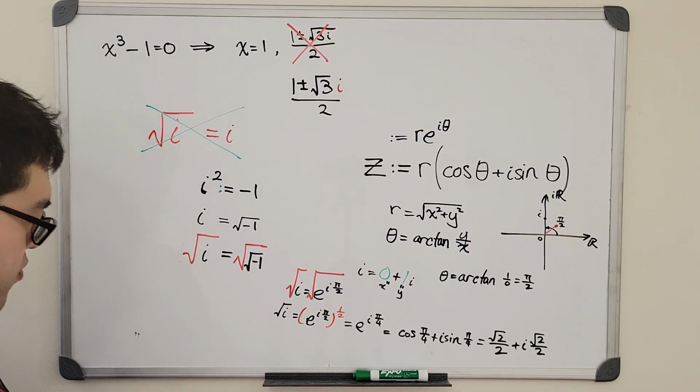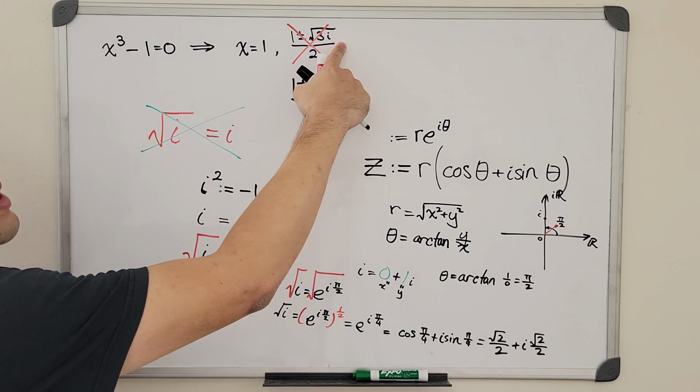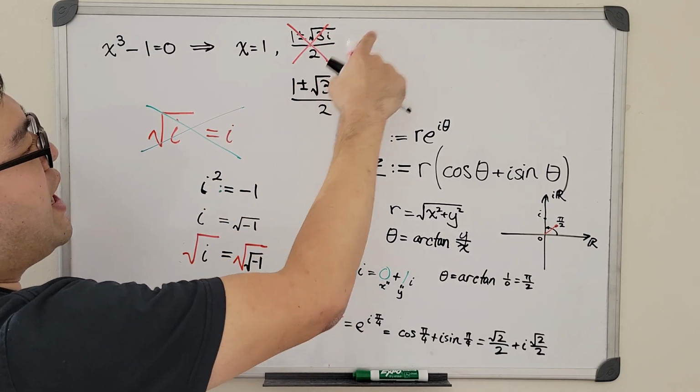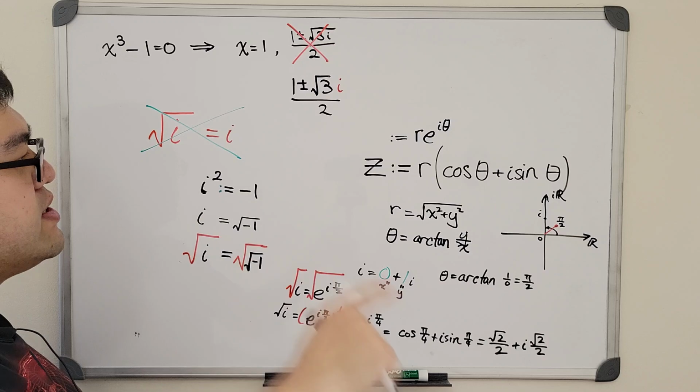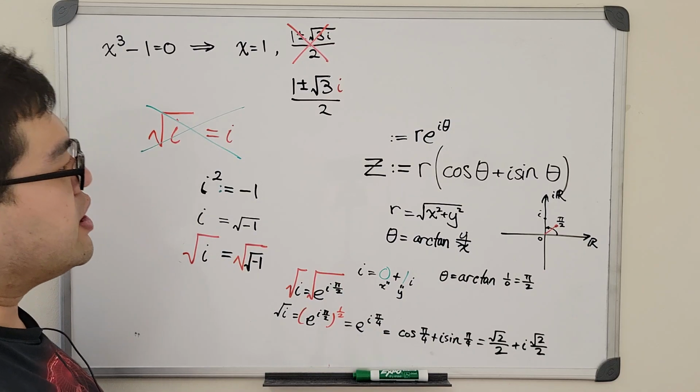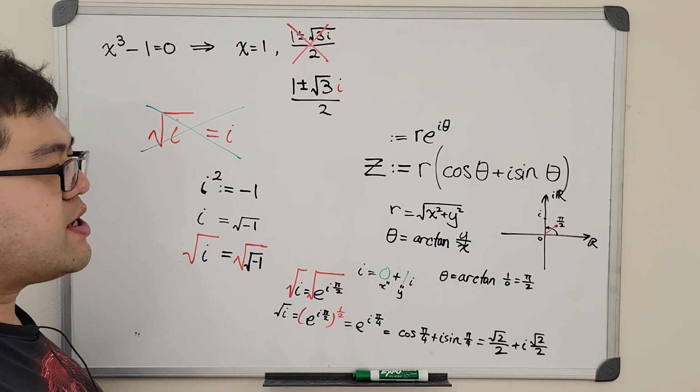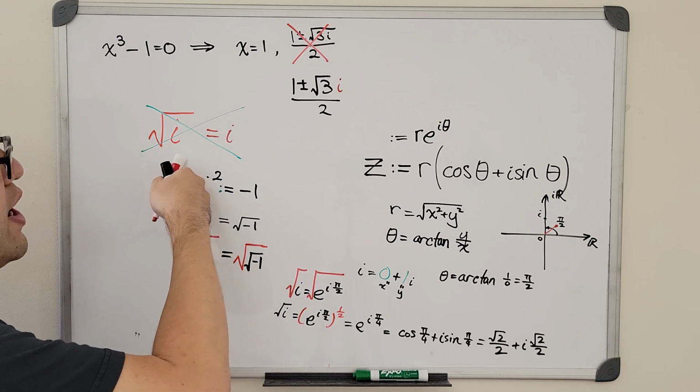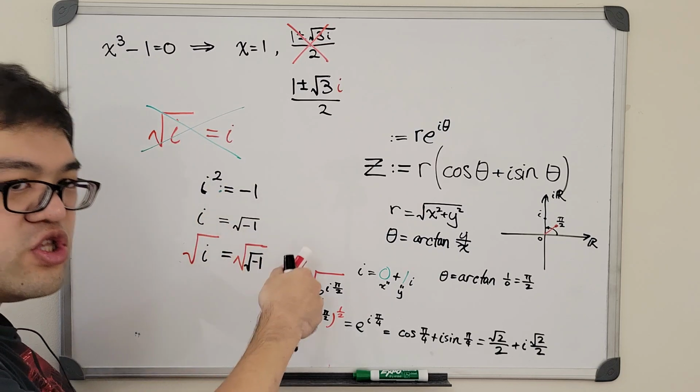Therefore, stop writing like this anymore. Don't write the i inside of the square root. It is not going to make sense for you if you don't understand it. And if you understand what it really means by square root of i, you will know that square root of i is not the same as i itself.